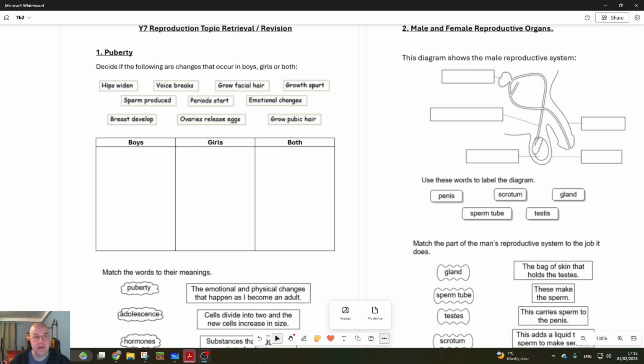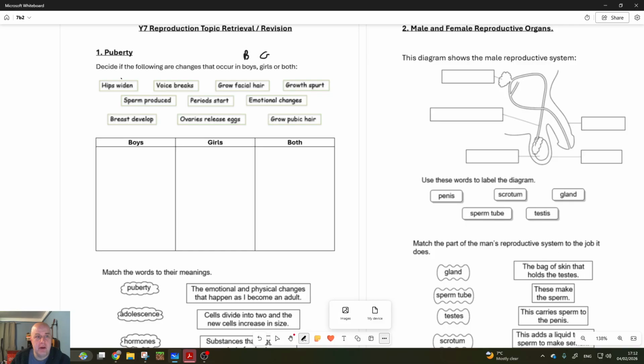Now going to do the Year 7 Reproduction Knowledge Organiser. Nice. So, first thing we're going to do is decide if the following changes are changes that occur in boys, girls, or both. So what I'm going to do is a big B for boys, a big G for girls, and both I'll just leave blank.